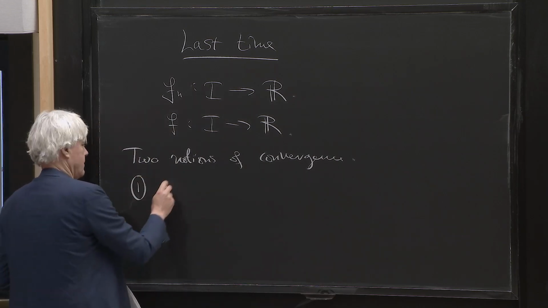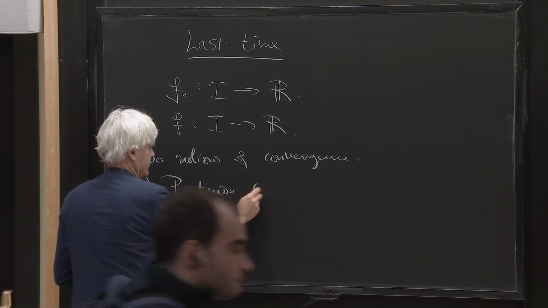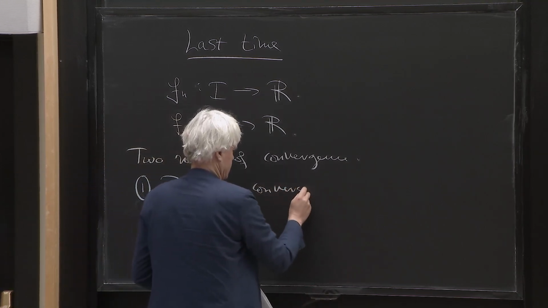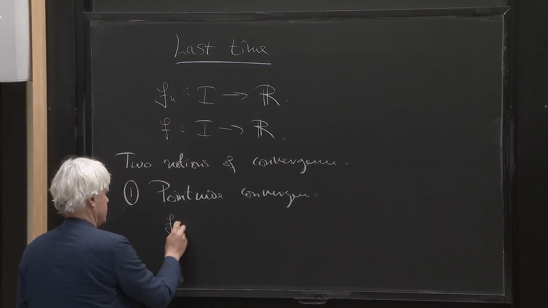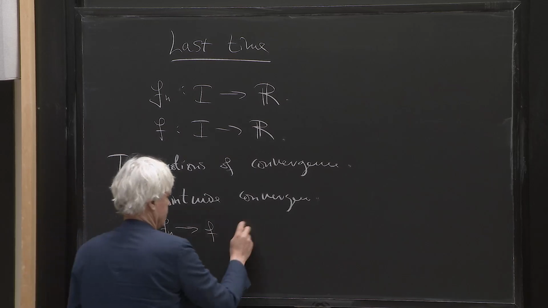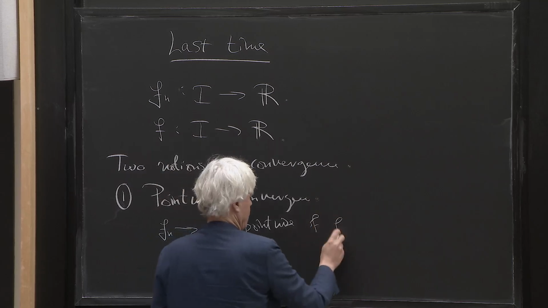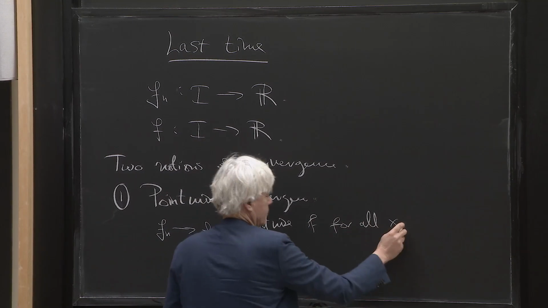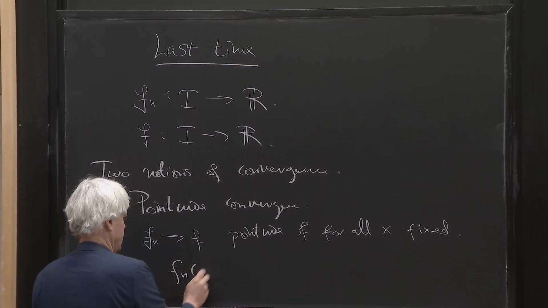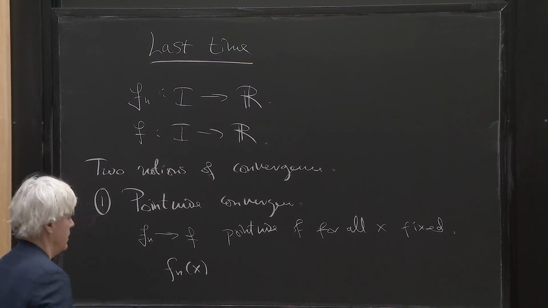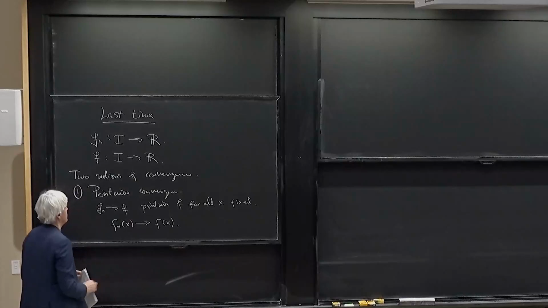One was pointwise convergence. So we say that this sequence converges to f pointwise if for all x fixed, you're looking at the sequence fn of x, right? So x is fixed, and this converges to f of x. Right, so that was the pointwise convergence.